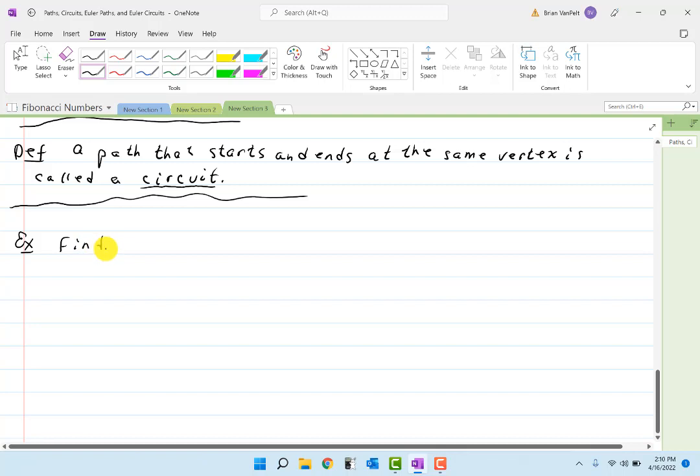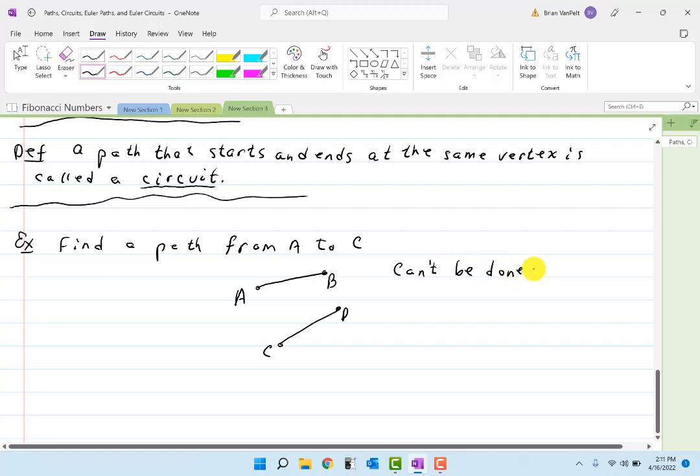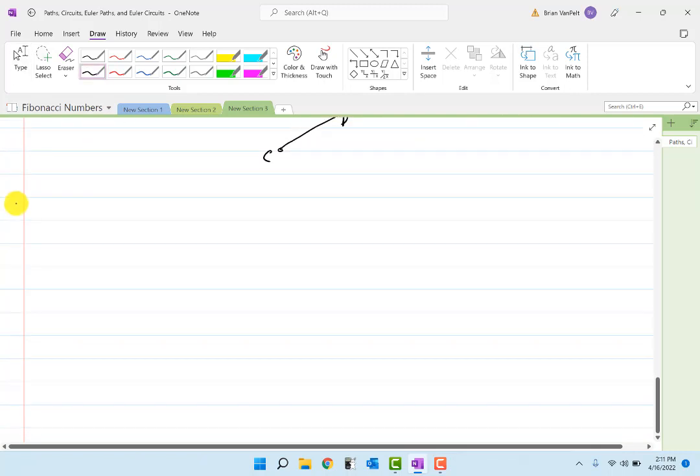If I ask you to find a path from A to C in a picture that looks like this, suppose I have A, B, C, D. Can't be done, obviously, because the graph is disconnected. In fact, the defining definition of connectedness, let me write it here.